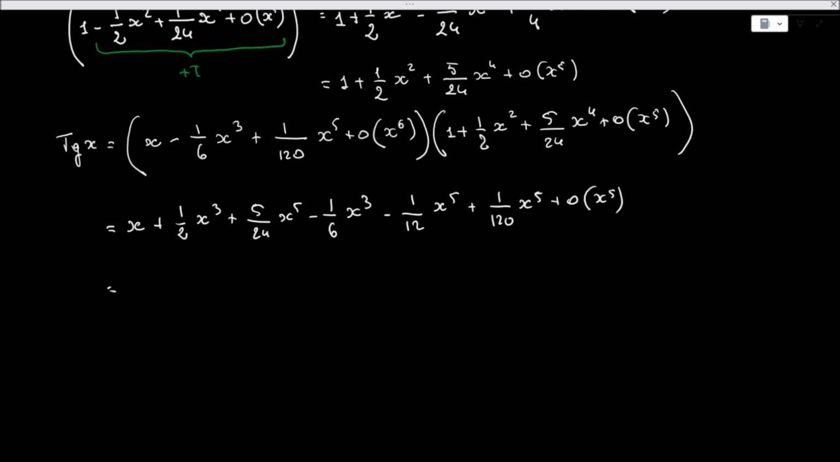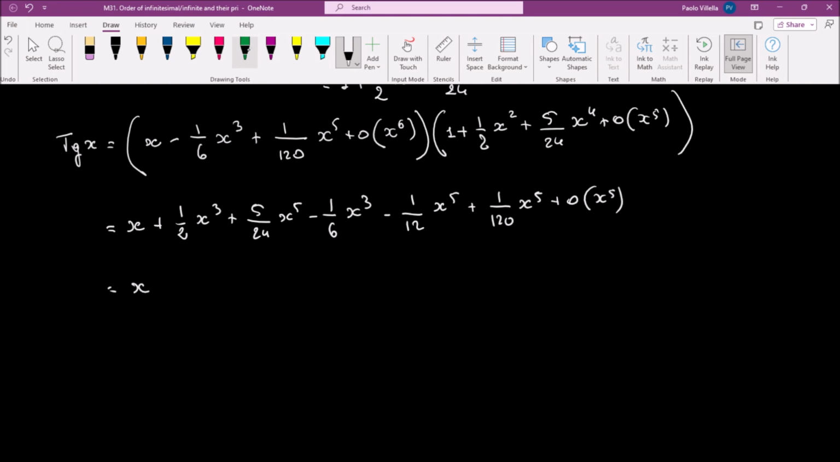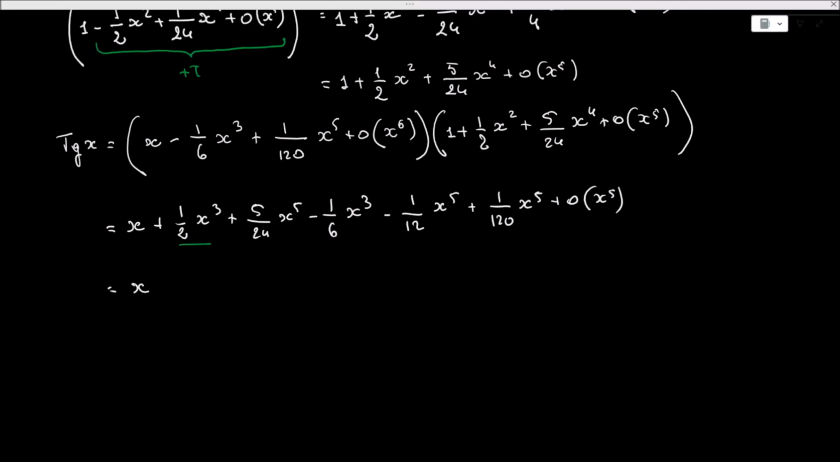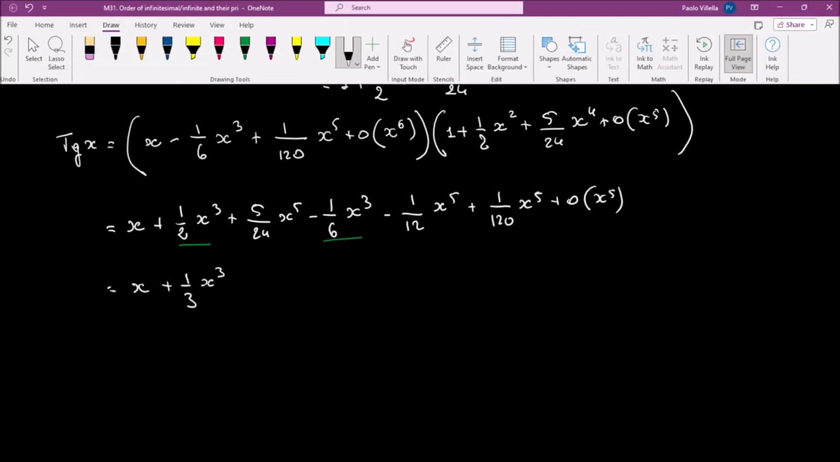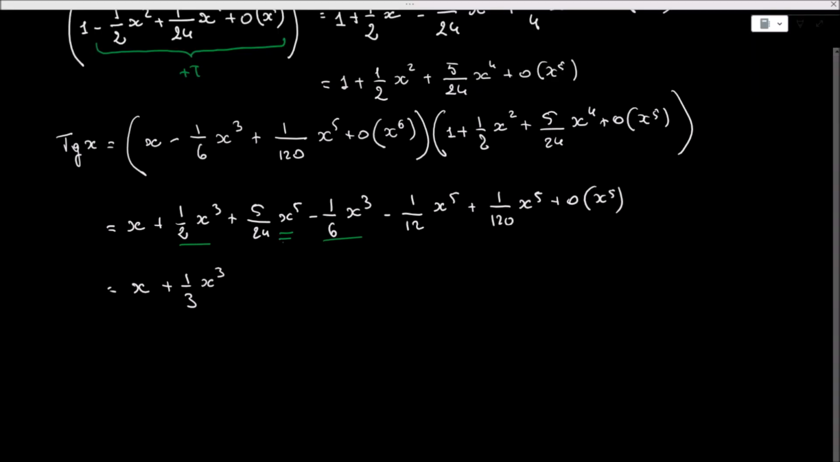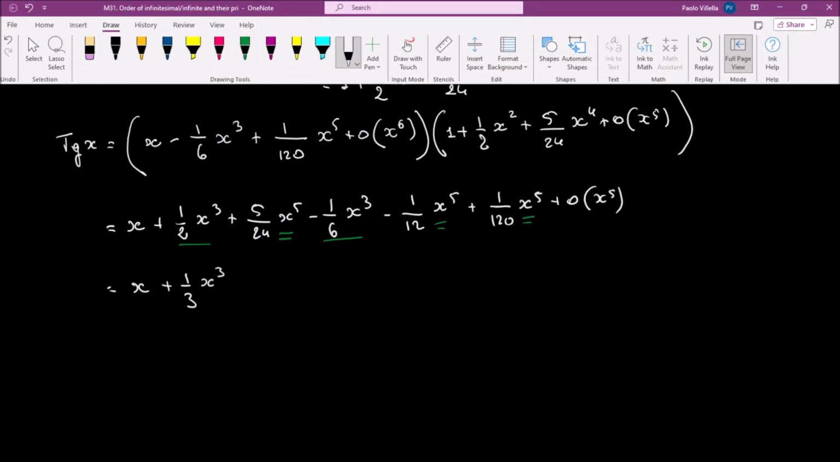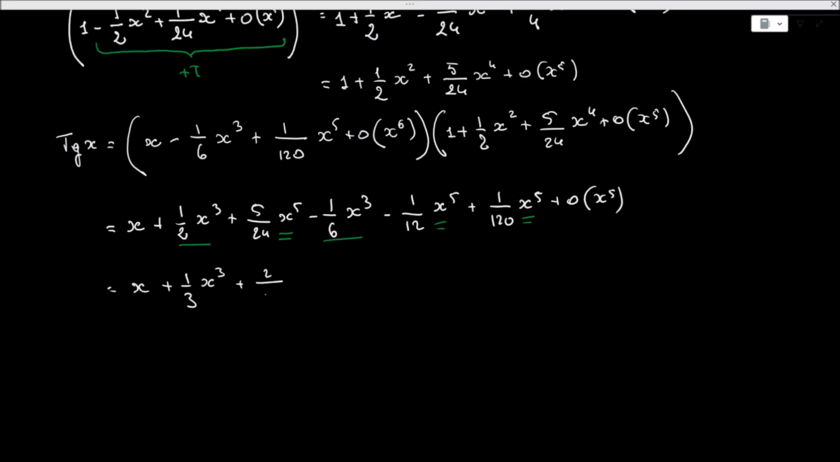And now after writing x, we see that we have the terms in x to the cube, this one and this one, that will provide 1/3 x to the cube, and then we have the terms in x to the 5th that will provide plus 2/15 x to the 5th plus little o of x to the 5th, which concludes the expansion.